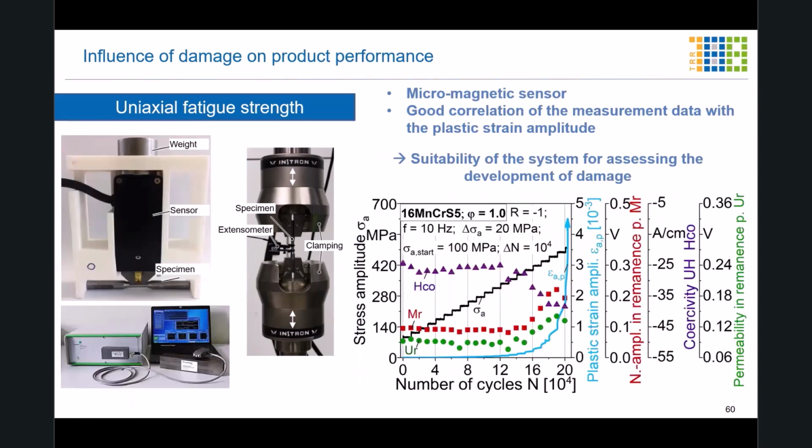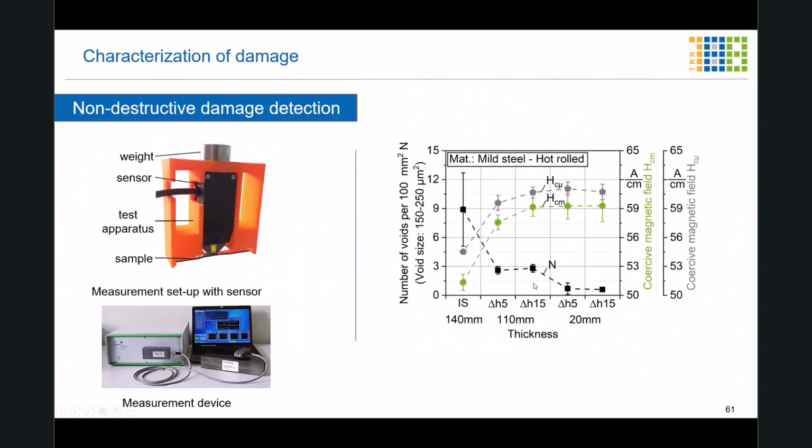Some other measurement systems like micromagnetic sensors give a good correlation of the measurement data with the plastic strain amplitude of the extensometry. So these are examples of structure-sensitive measurement systems that are suitable for assessing the development of the damage within constant amplitude tests as well as stepwise load increase tests, like in this example. Micromagnetic measurement systems can also be used to detect the number of voids and compare the different damage states, like in this example.